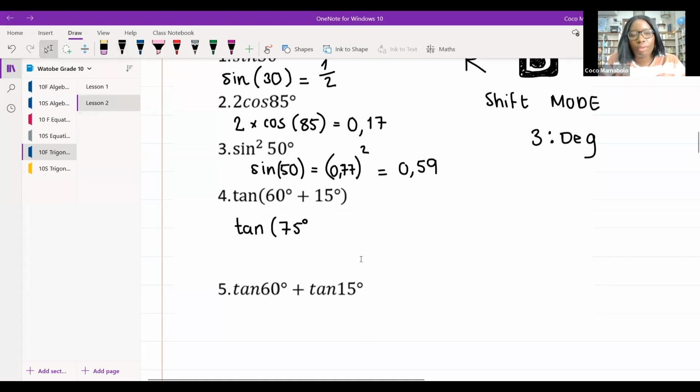And then the answer is 3.73. Okay, just hold on. Give me that number that you got at the beginning. You said that there was something funky about it. Tan of 75 is equal to 2 plus the square root of 3. Then the answer is 3.73, if you click SD. Yes, did you get 3.73?